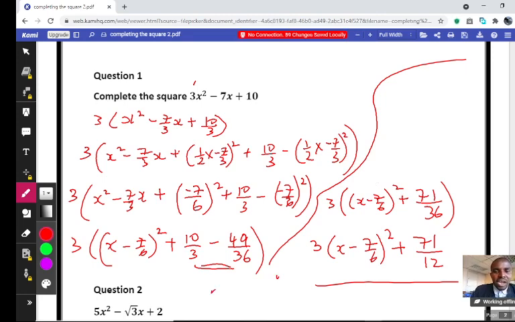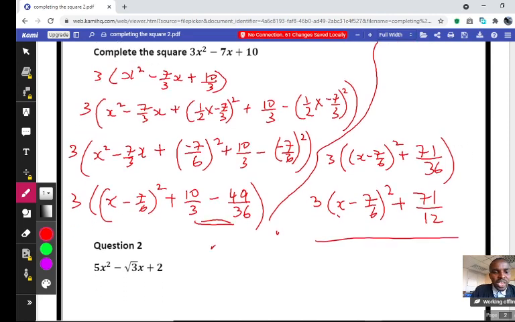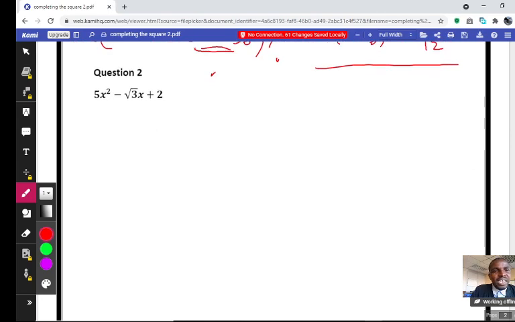Question number 2, as you can see on your screen, says 5x squared minus root 3 x plus 2. I want to simplify this one. How can you complete the square here? We factor out 5. That's what you do. Then it will be x squared, dividing everything by 5, minus root 3 over 5 x plus 2 over 5, like this.